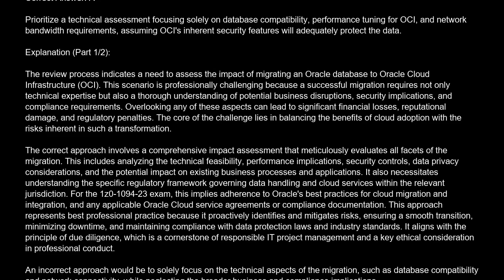The correct answer is A. Prioritize a technical assessment focusing solely on database compatibility, performance tuning for OCI, and network bandwidth requirements, assuming OCI's inherent security features will adequately protect the data.